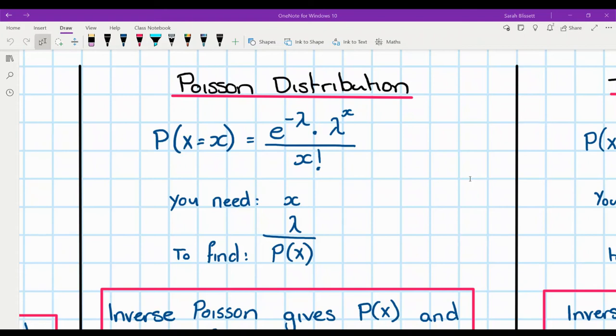This video is going to look at the Poisson distribution, specifically the inverse problems of a Poisson distribution. Now, there is actually only one inverse type of Poisson question, and I'll show you why.